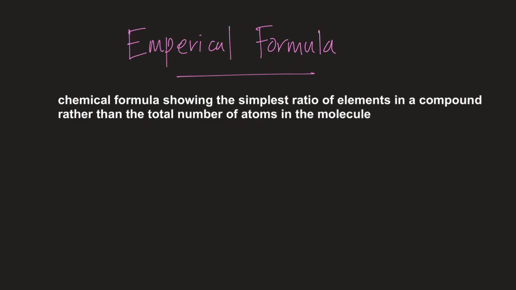Alright, the empirical formula. The empirical formula is a chemical formula showing the simplest ratio of elements in a compound rather than the total number of atoms in the molecule. So if I had something like glucose, this is what we call the molecular formula. It's your common formula that you know. That is glucose. But the empirical formula has to be the simplest ratio of elements.